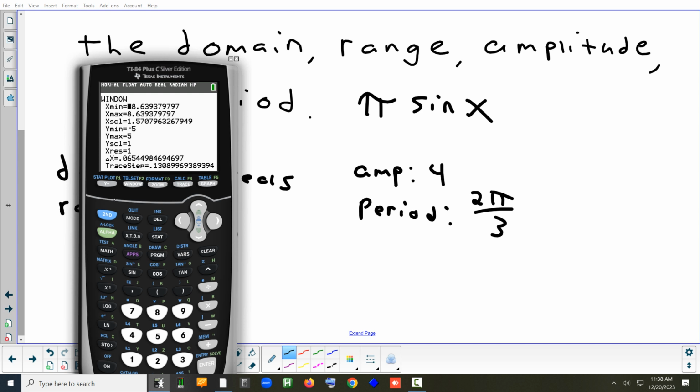180 degrees. In radians. I want to do radians. Pi. No. 1 period is 2 pi over 3. So how much would 2 of those be? 4 pi over 3. So what would be an x min and max that I could use that would have a difference of 4 pi over 3? Because that's how wide I want my window to be.